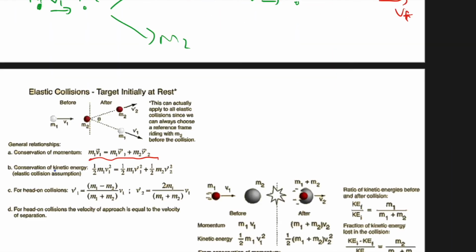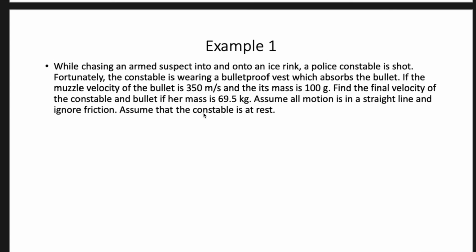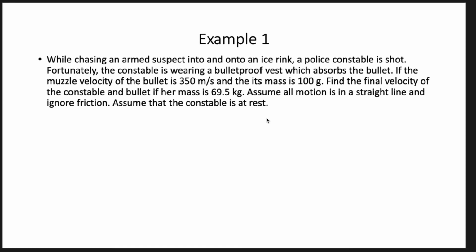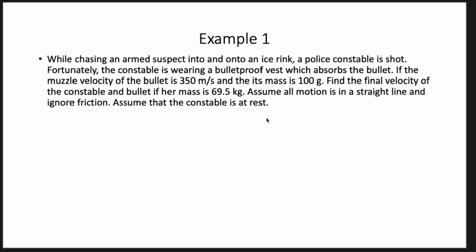So let's do a simple example here. Example 1: while chasing an armed suspect into and onto an ice rink, a police constable is shot. Fortunately, the constable is wearing a bullet-proof vest, which absorbs the bullet. If the muzzle velocity of the bullet is 350 meters per second and its mass is 100 grams, find the velocity of the constable and the bullet if her mass is 69.5 kilograms, assuming all motion is in a straight line, ignoring friction, and also assuming the constable is at rest. So at rest means an initial velocity of 0, right?